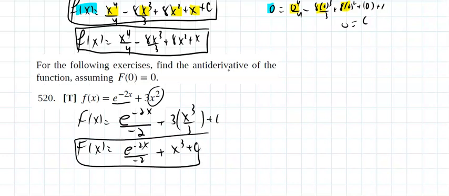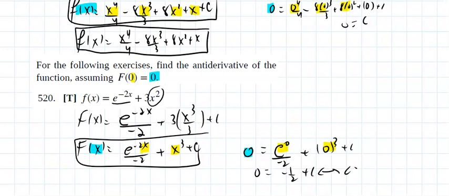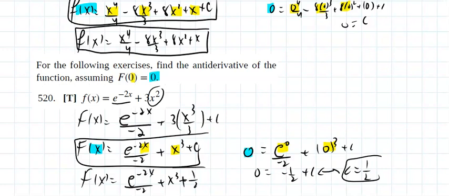They gave me the initial values. They said y equals 0 when x equals 0. So I could say 0 equals e to the 0 divided by negative 2 plus 0 cubed plus c. 0 equals negative 1/2 plus c. That means c equals 1/2. So all I have to do, come here and say f of x equals e to the negative 2x over negative 2 plus x cubed plus 1/2. And that takes care of business.